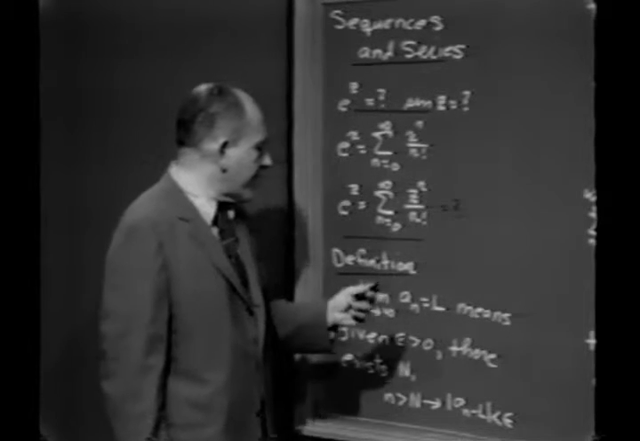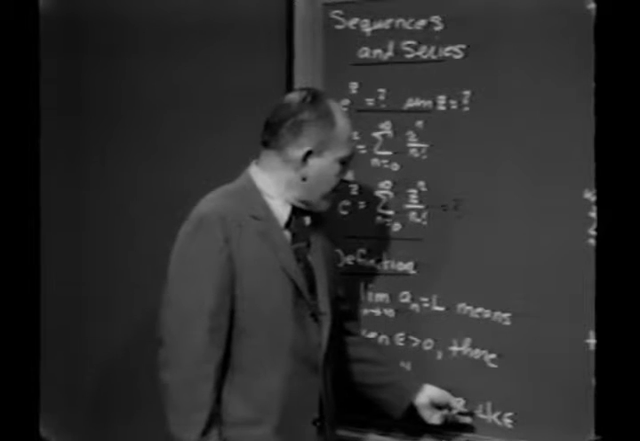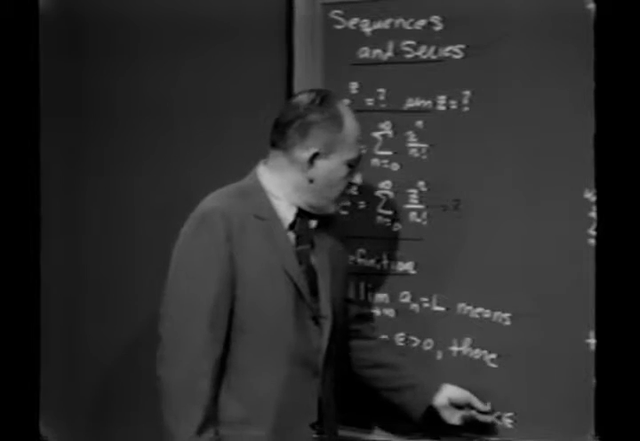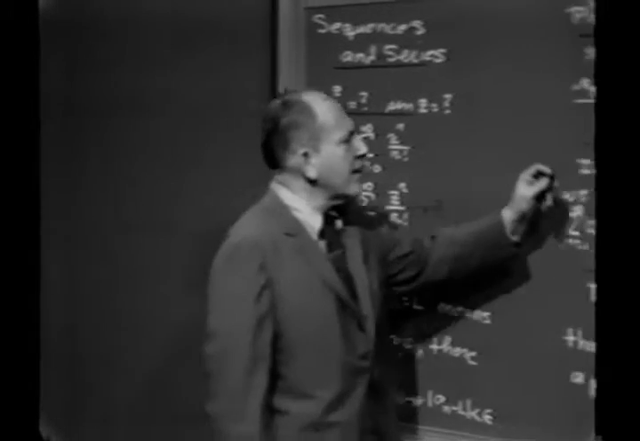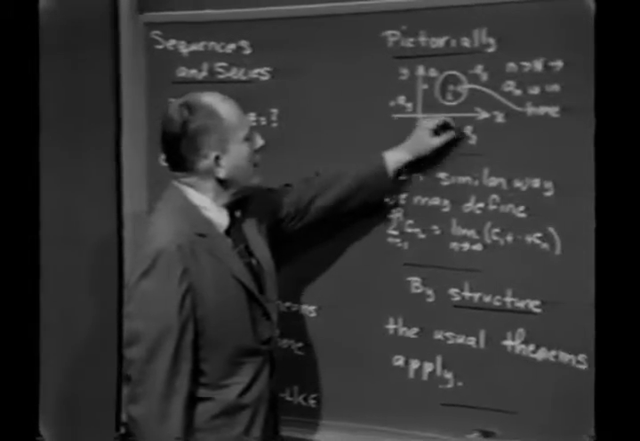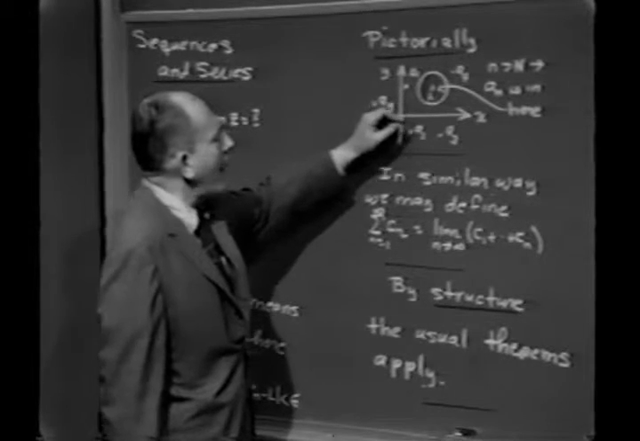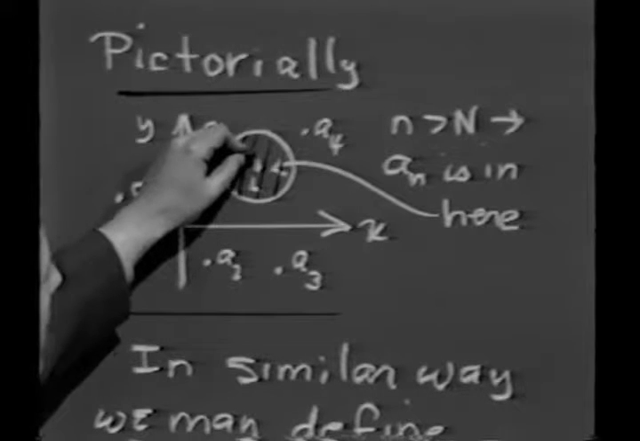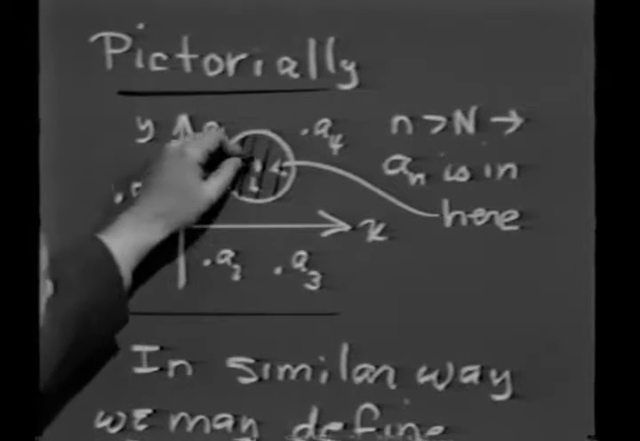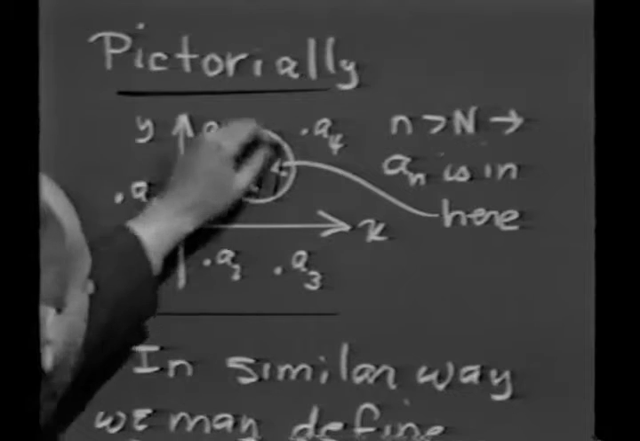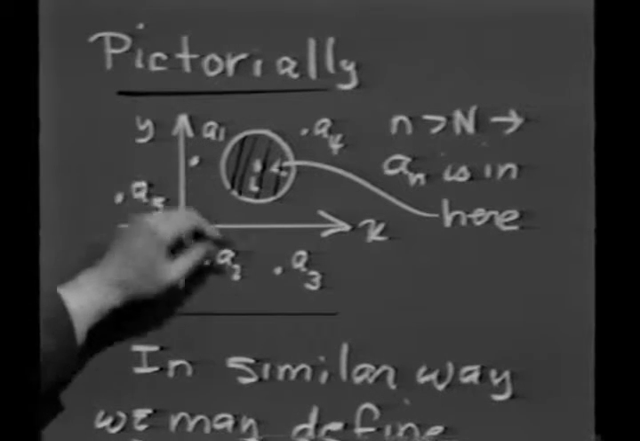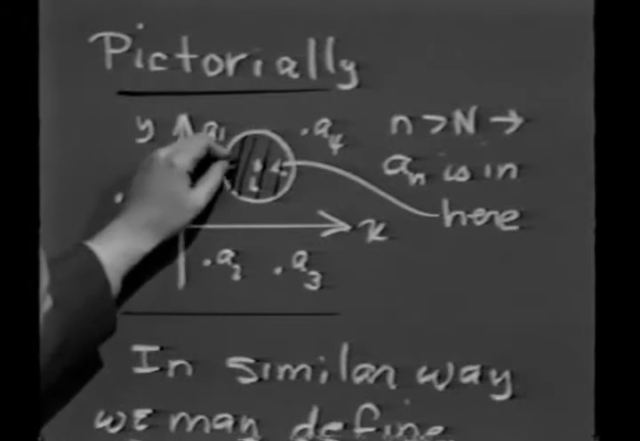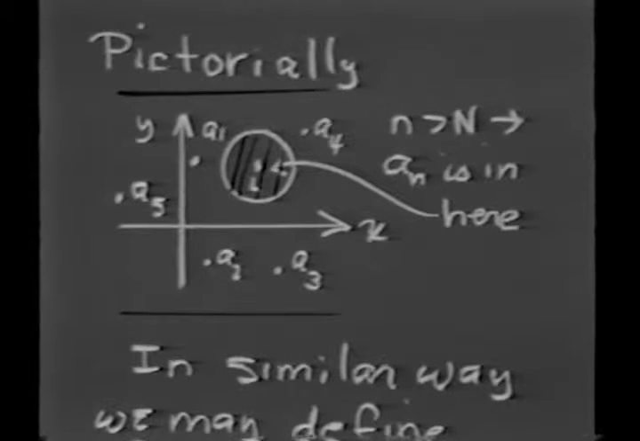Namely, notice that to say that the absolute value of a sub n minus L is less than epsilon still means that a sub n is within epsilon of L. The difference is that the domain of L is now the xy plane, the Argand diagram. So to be within epsilon of L, I now take a circle centered at L with radius epsilon and draw that circle. And what I'm saying is that if the limit of the sequence is L, after a certain number of terms, all the remaining terms are inside this circle.